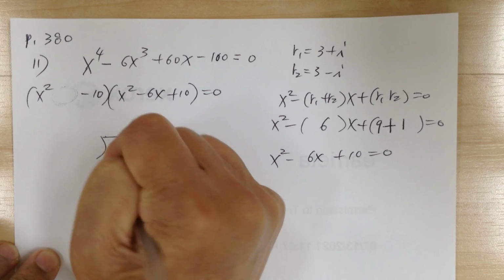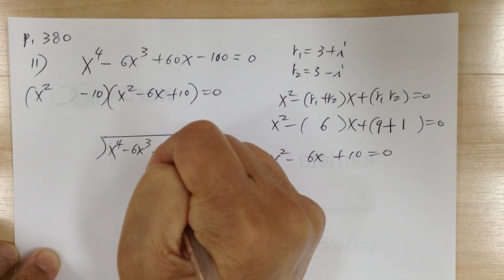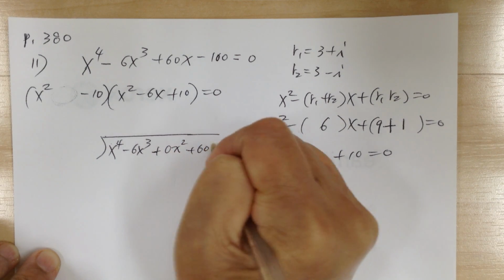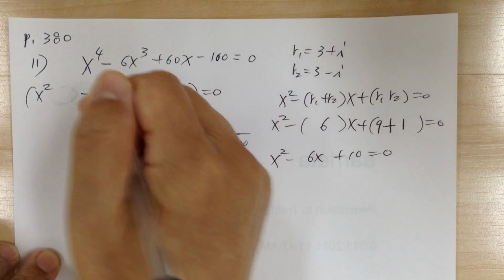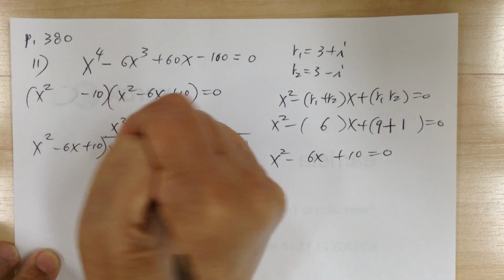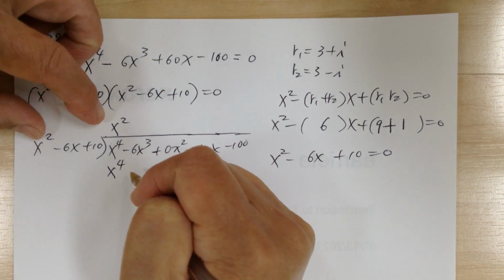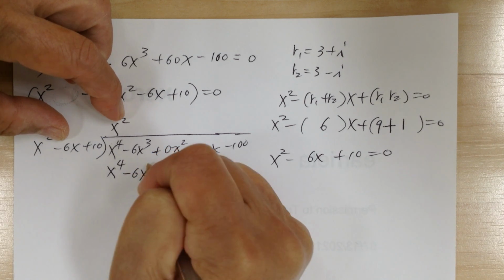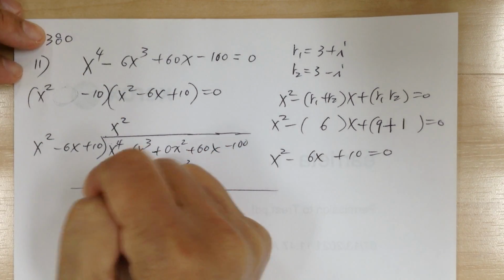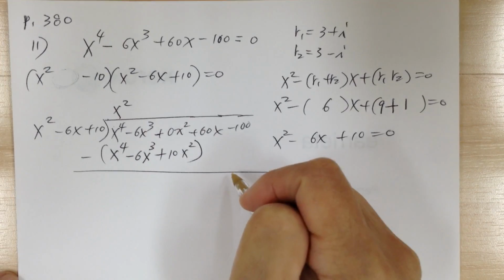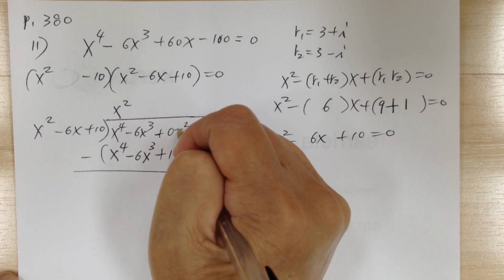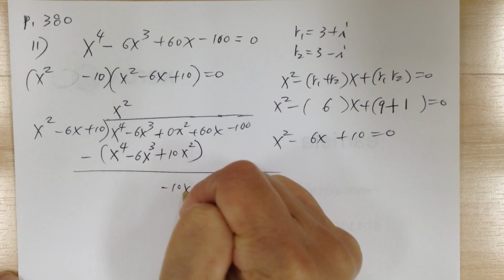So you have to do the x to the 4 minus 6x to the 3. Okay, there's a missing term, so it would be plus 0x squared plus 60x minus 100. Okay, and you have to divide by x squared minus 6x plus 10. Okay, so you need to get x squared, so it'd be x to the 4 minus 6x to the 3 plus 10x squared. Okay, so dotted line, put parentheses, minus. And this one you subtract. So all this cancels out. So this will give you negative 10x squared.